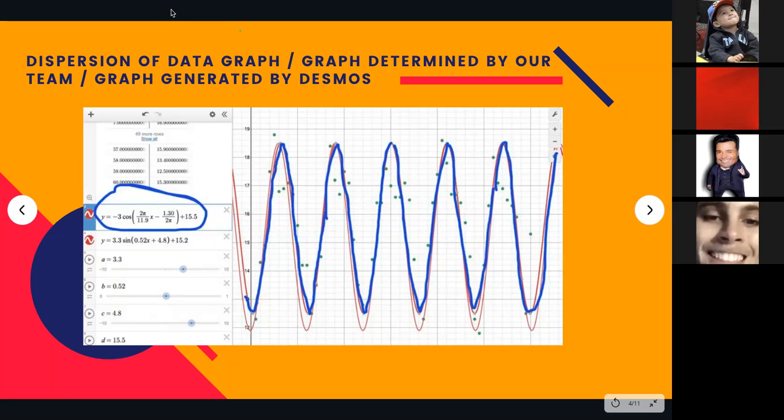Then what we did is that after we inserted all those data in Desmos, an equation was given to us, which is the one that is not circled and the one that is in red. Then with procedures by us, we took another equation, which is the one in blue, and we also changed it to be different, and it is a cosine equation.